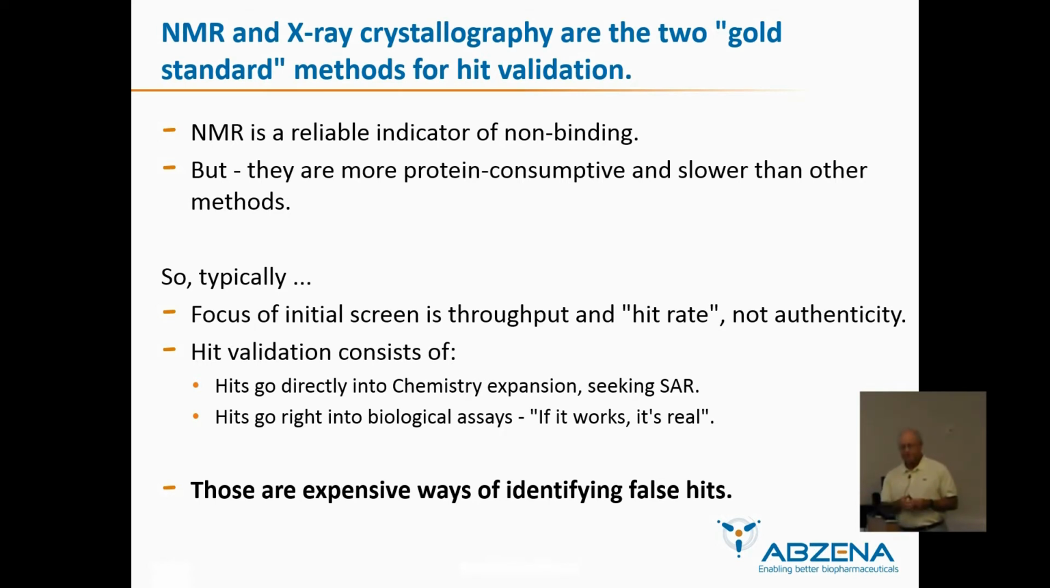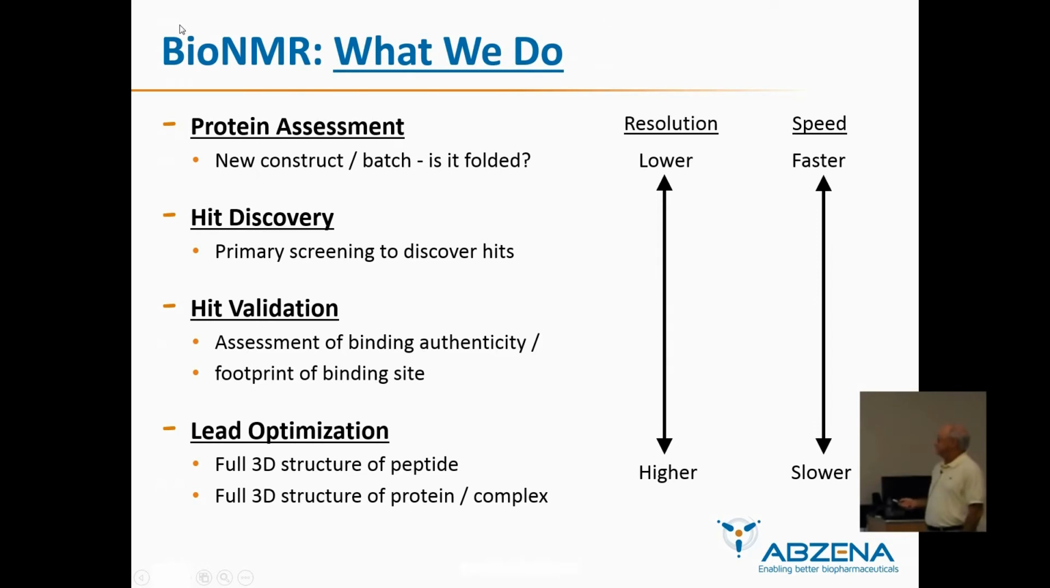So this is the advertisement slide. I've been talking about hit validation and assessing binding and determining which hits are authentic binders. And then also with NMR, you get a footprint of where the compound is binding on the protein, which can be very useful. But there are other things we can do if you go to lower resolution methods, just looking at the protein. If you do a quick spectrum of the protein, you can tell whether it's folded properly. If you're trying to compare two batches of protein or a protein with a new construct, you can tell whether you have correct folding.